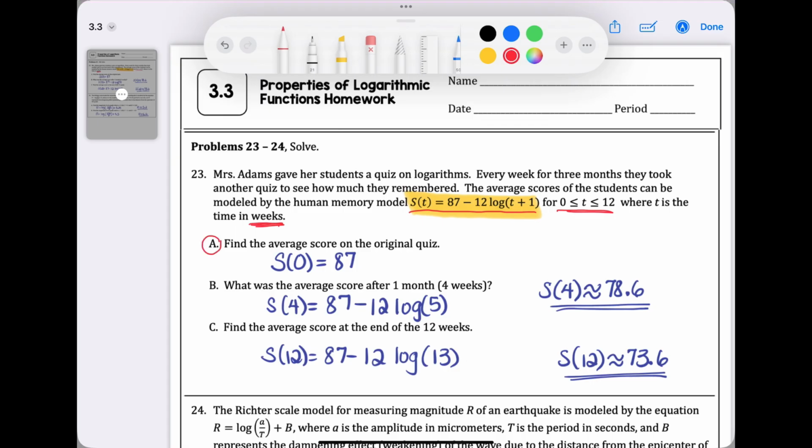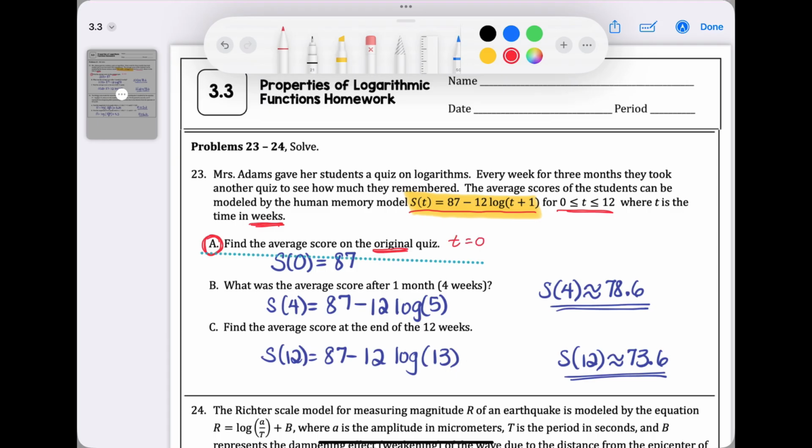Now, part A, during classroom time, we said that the keyword is the original quiz, right? So think about that original. The day I give you the quiz, how many weeks go by? You will say that will be 0. So the t is equal to 0.